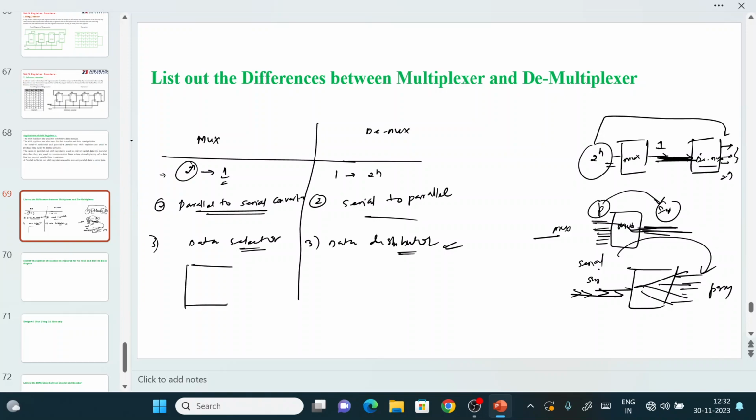Then the block diagram of the multiplexer: we have 2^n inputs, one single output, and n selection lines. Here also it is the same, we have n selection lines, but the input of the multiplexer becomes the output, and the output of the multiplexer becomes the input. So this is the demultiplexer, and this is the multiplexer.